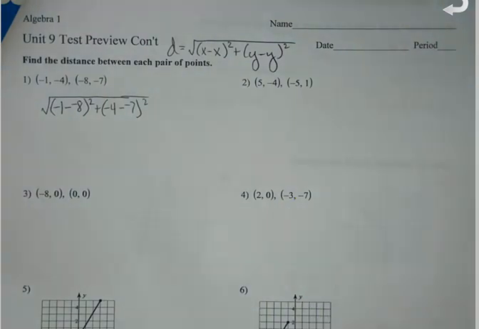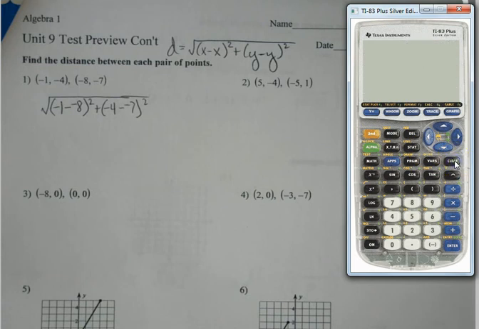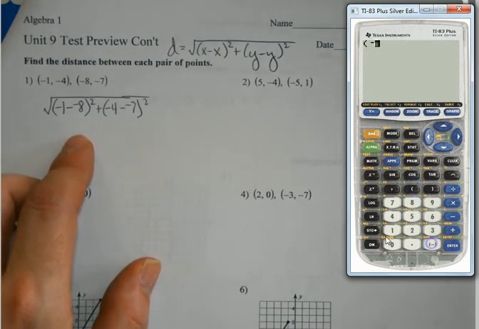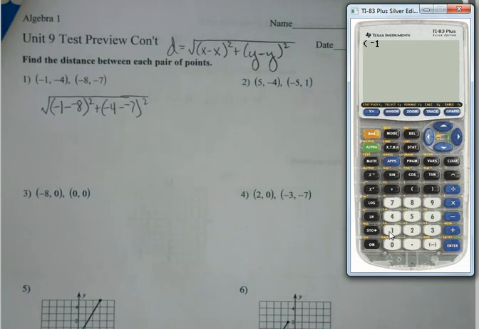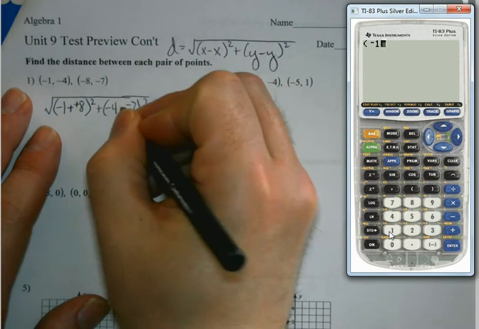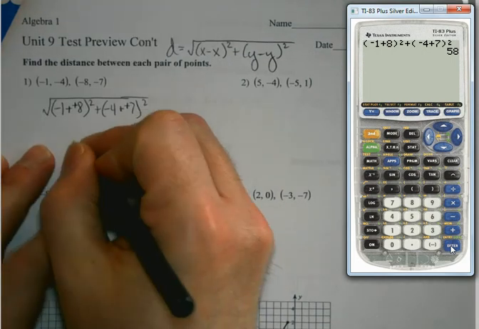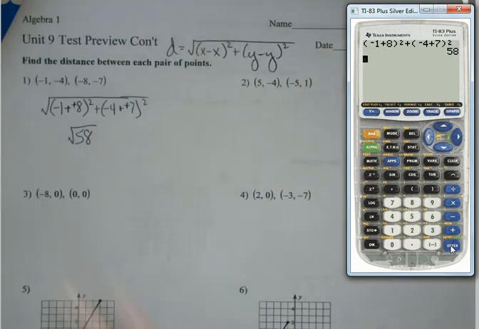And we talked before about if you're going to use the calculator, don't use the radical right away. Save the square root. Just do the stuff that's underneath it. So -1, hey, what happens when I minus a negative? Right, so I'm going to do that instead of putting all these negatives in the calculator. So I'm going to do -1 plus 8, and then I'm going to close that and square it. And then I'm going to add that to -4 plus 7 squared. So I get 58. So okay, it's the square root of 58.